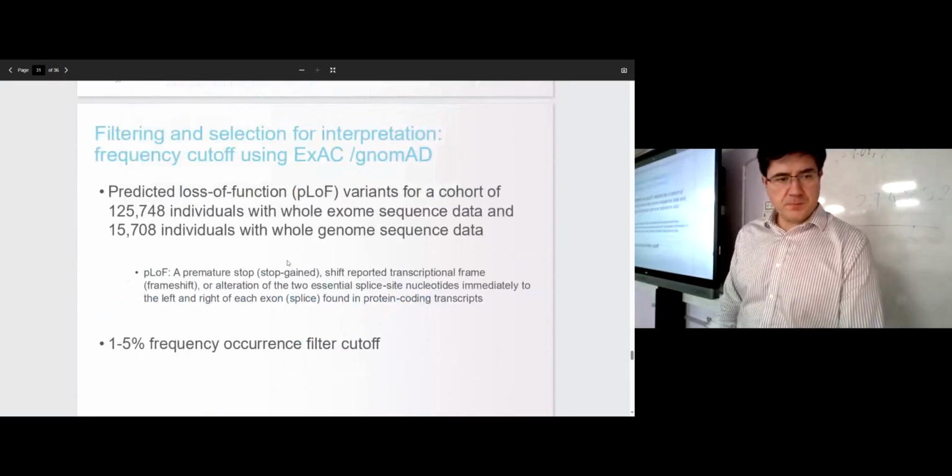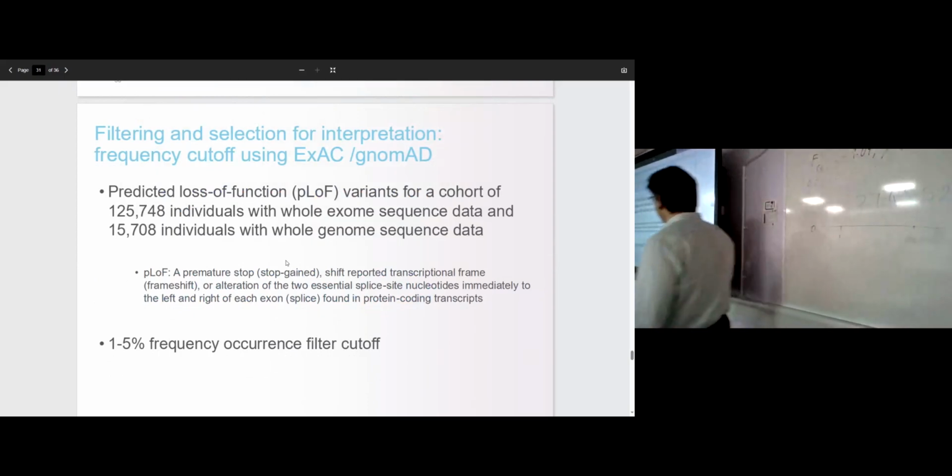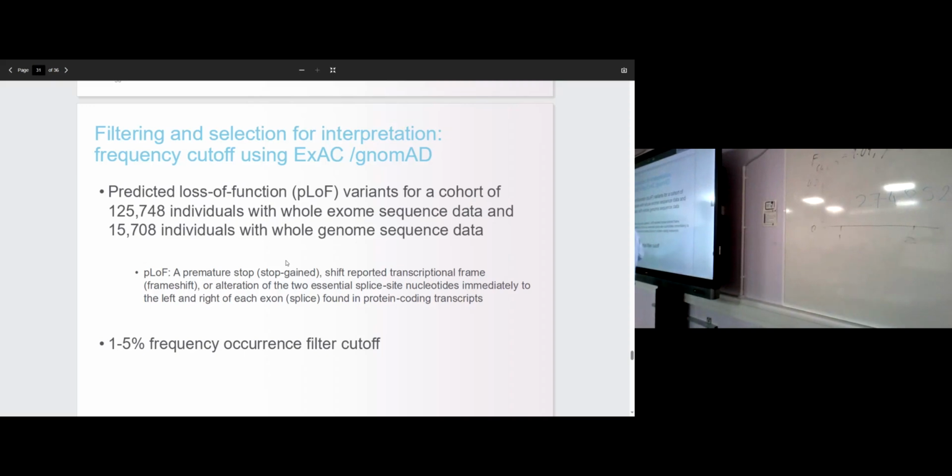Basically, the cutoff for deciding whether a variant is highly frequent or infrequent is usually 1%. So if the frequency of a specific variant in gnomAD is less than 1%, then we say that it's uncommon. And that's more likely to be pathogenic.